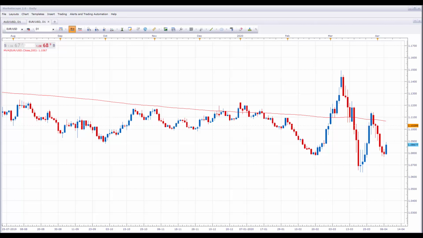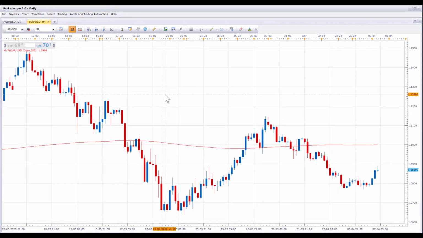Similarly, in this example, you can see the 200 simple moving average is above the candlesticks for the daily, 4-hour, and the 1-hour time frame, which indicates the trend is down and it's a good time to look for selling the currency.